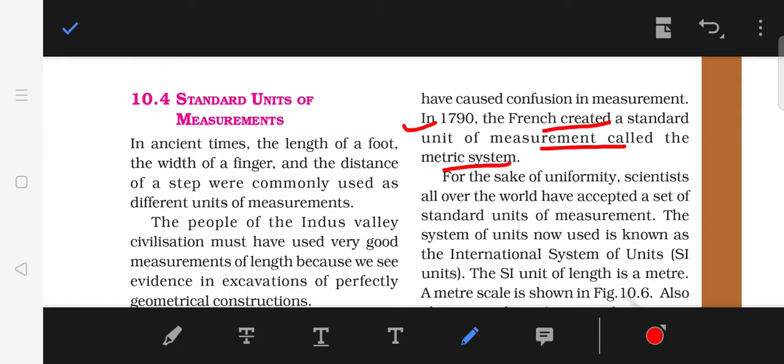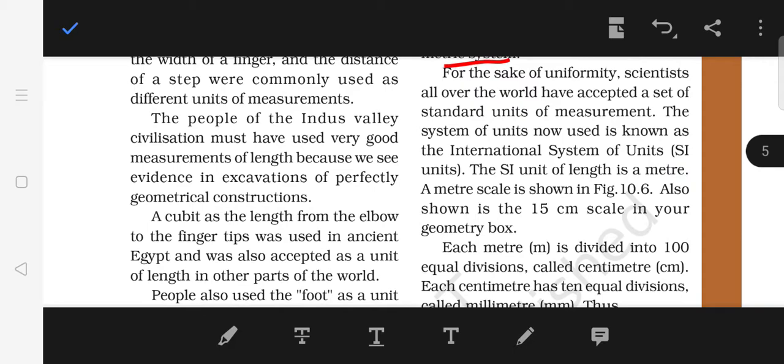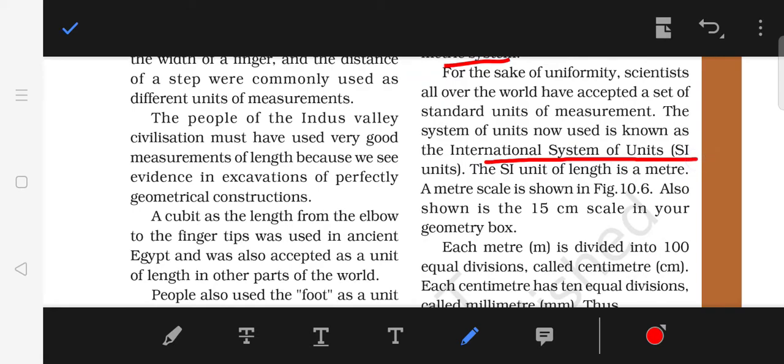So that standard unit of measurement which was created is used uniformly everywhere. For the sake of uniformity, scientists all over the world have accepted a set of standard units, and the system of units now used is known as the International System of Units, that is SI units. And for length, the SI unit is meter, which is shown in the figure scale.